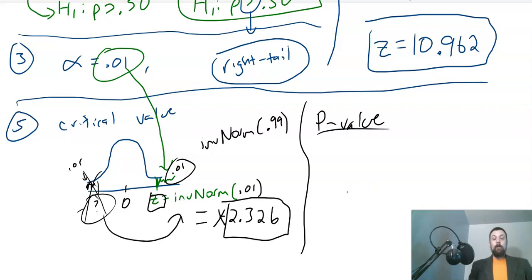All right, for p-value, we are going to find the area that corresponds to the test statistic. It's a right tail test, so we want the area to the right. And so we're going to use normal CDF.